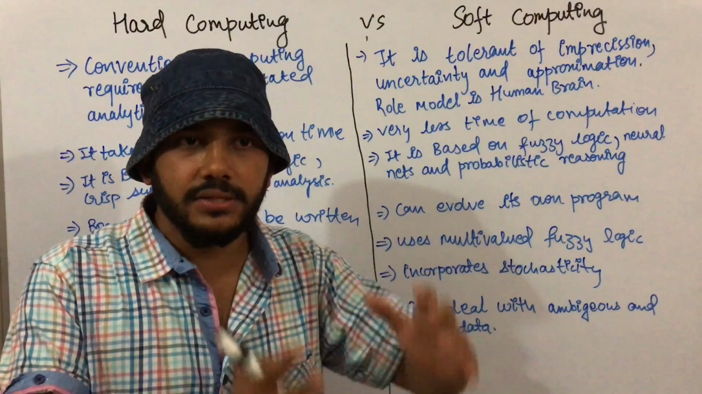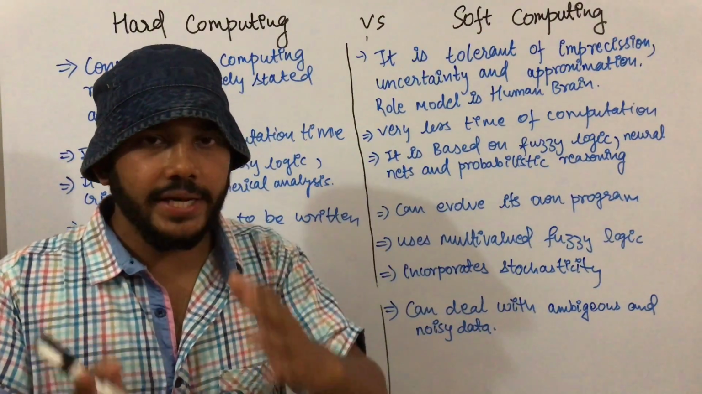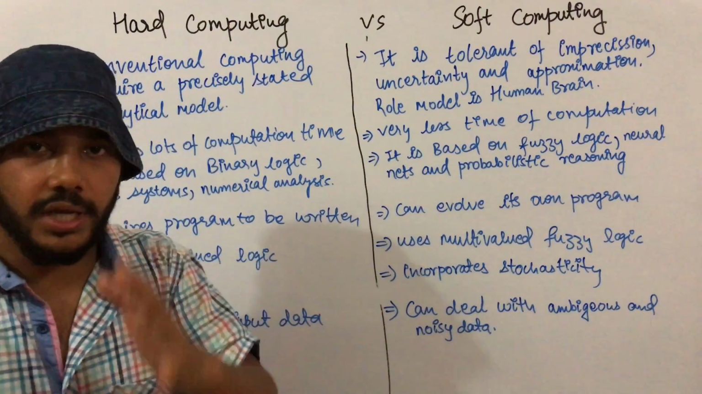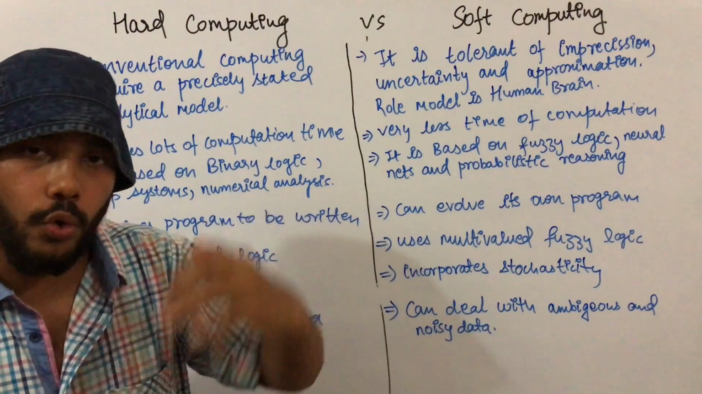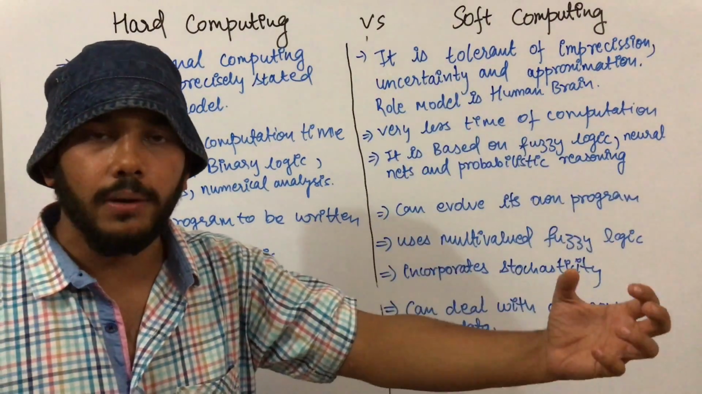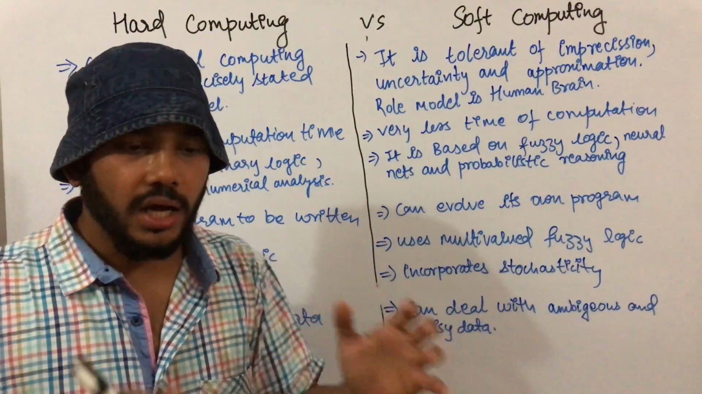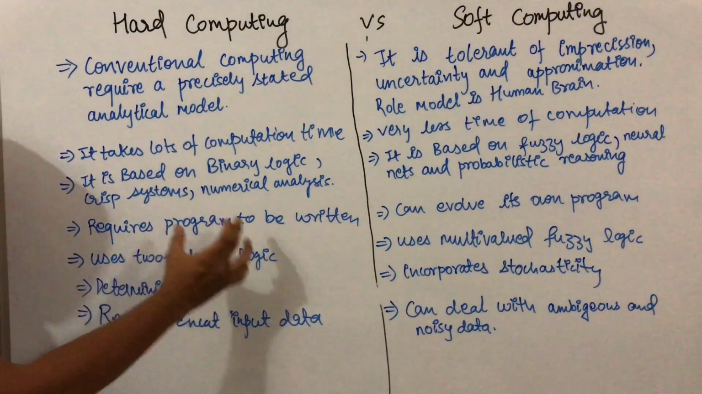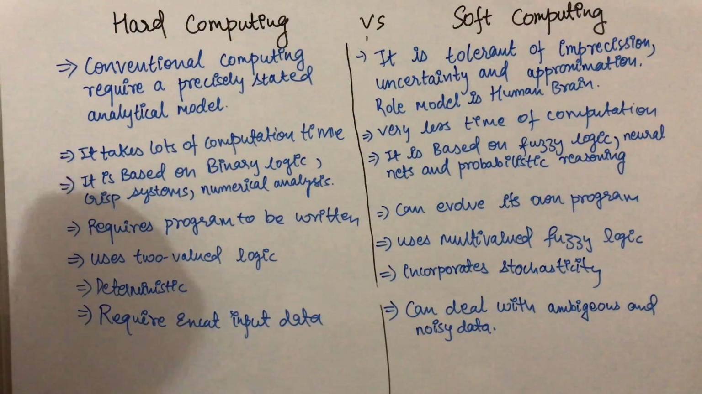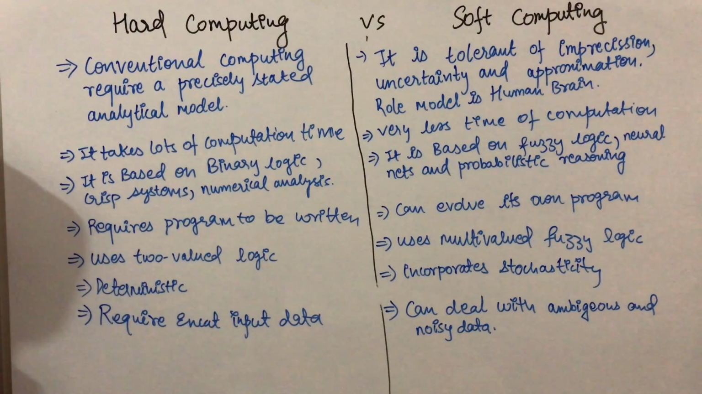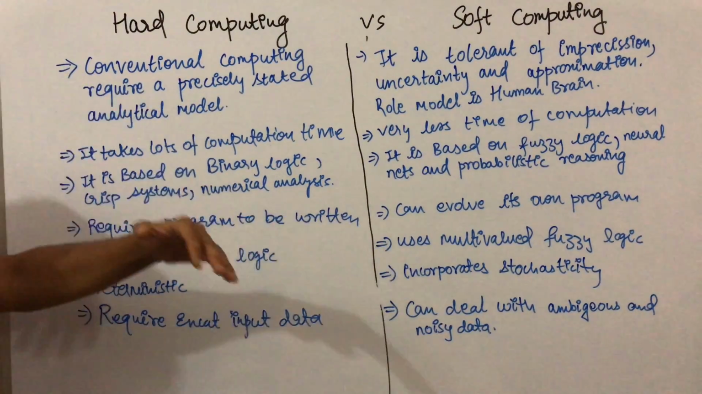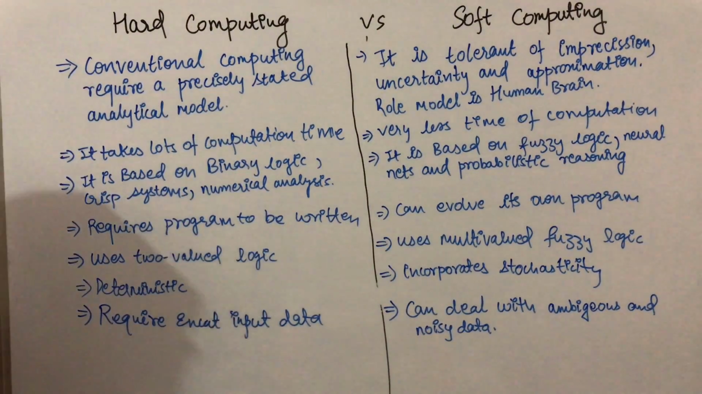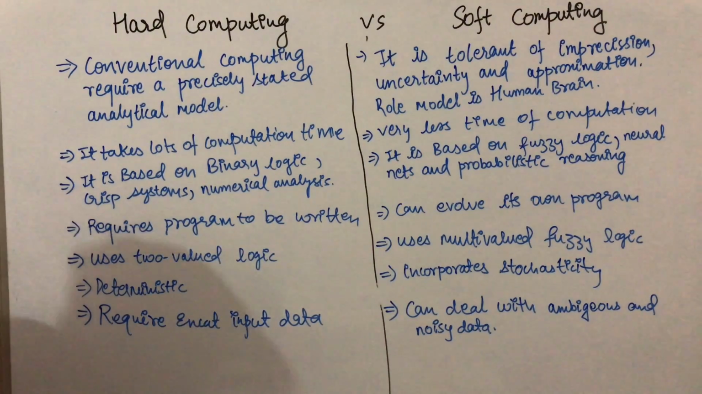If it is raining, if the climate is humid, then based on the given information, it will write its own program to solve the problem and predict the uncertainty. Hard computing uses two-valued logic. Here logics are two-valued, that is either true or false. A given statement is either true or false.